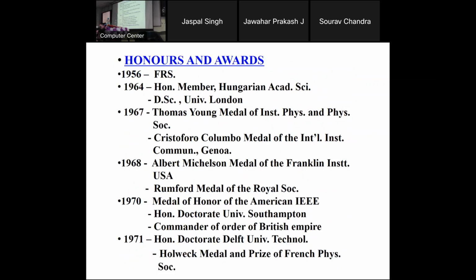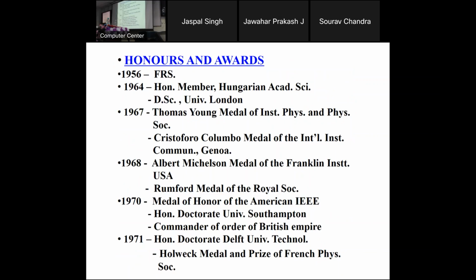Founders Award, the Gardens in 1966 and 64, honored in Hungary, University of London. In 67, Thomas Young Medal, Institute of Physics and Physical Society, other medals. In 68, Albert Michelson Medal of the Franklin Institute, the Rumford Medal of the Royal Society, Medal of Honor of the American Society, honorary doctorate of the University of Southampton, Commander of the Order of the British Empire. Honorary doctorates in technology, so on and so forth.